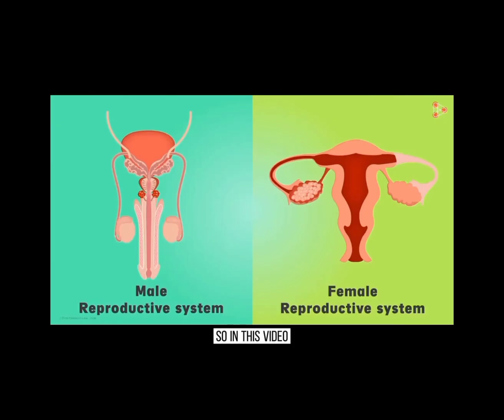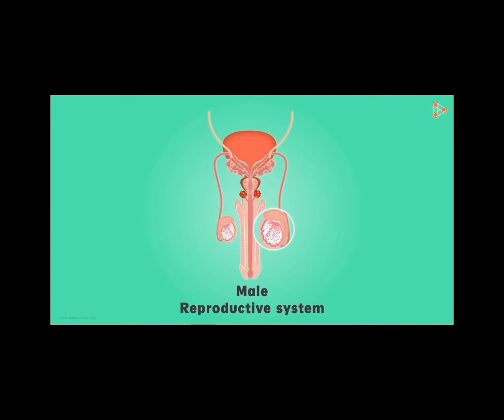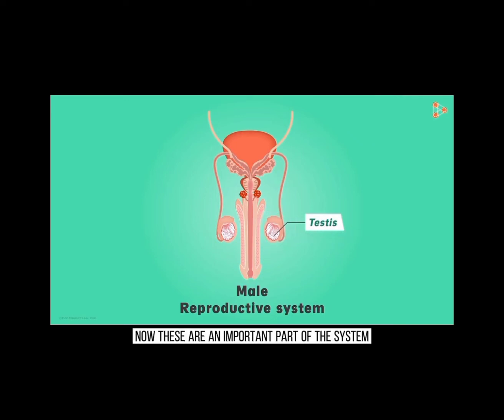So in this video, let us learn about the male reproductive system. To begin with, we take a look at the location where the sperms are exactly produced. These oval-shaped structures on either side are the ones we are referring to. The single structure is called testis, while the pair is called testes or simply a pair of testicles.